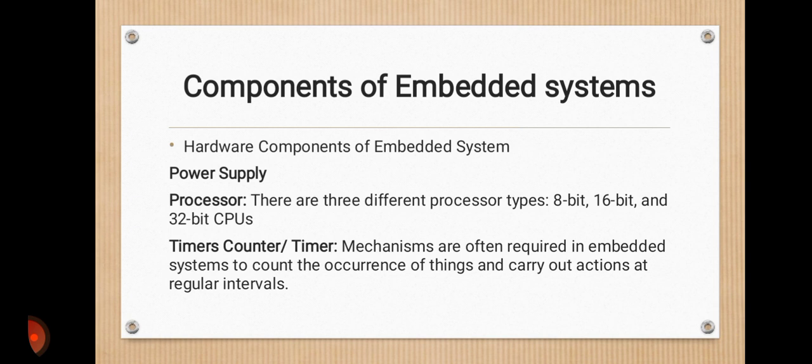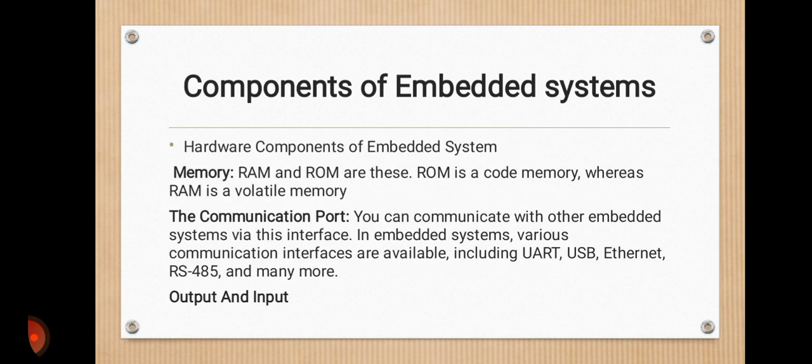The next one is the time counter or timer. That is a mechanism often used in embedded systems to count the occurrence of things or carry out actions at regular intervals. And the next hardware component is the memory. To store things, we need memory, so we use RAM or ROM. ROM is a code memory, whereas RAM is a volatile memory.